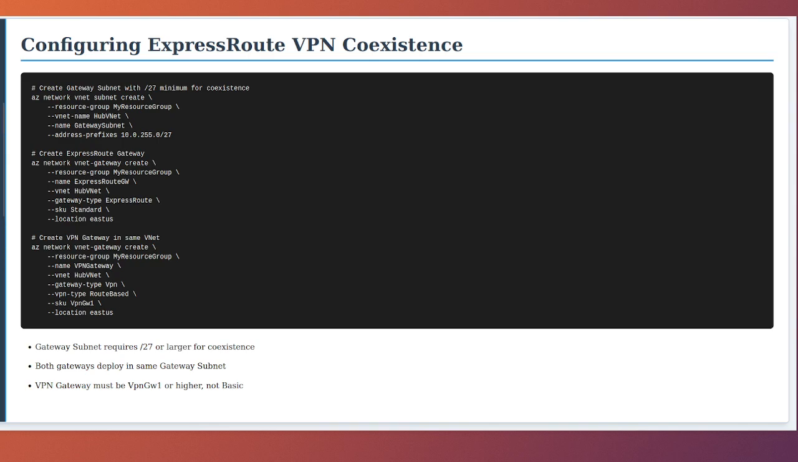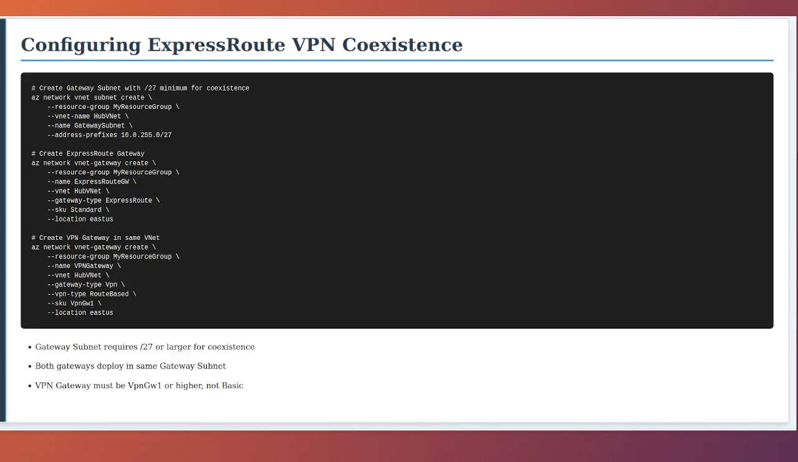Configuring ExpressRoute VPN coexistence. Setting up ExpressRoute with VPN failover requires careful configuration to ensure both gateways can coexist in the same virtual network and that routing behaves correctly. Azure imposes specific requirements for this coexistence scenario, particularly regarding the gateway subnet size and gateway SKUs that support coexistence.